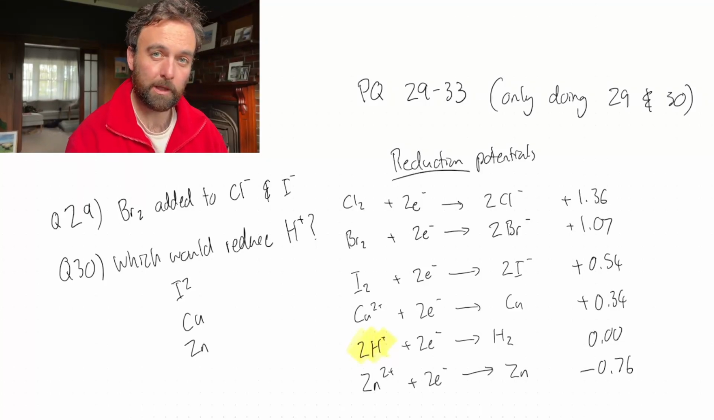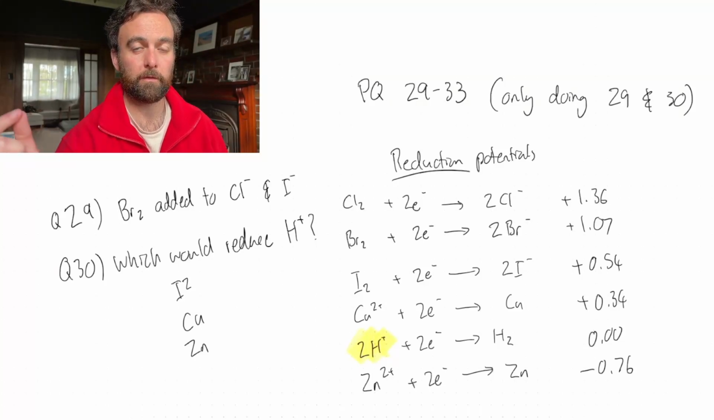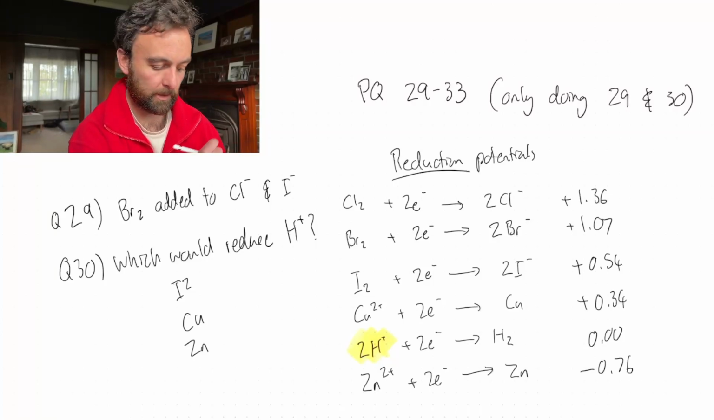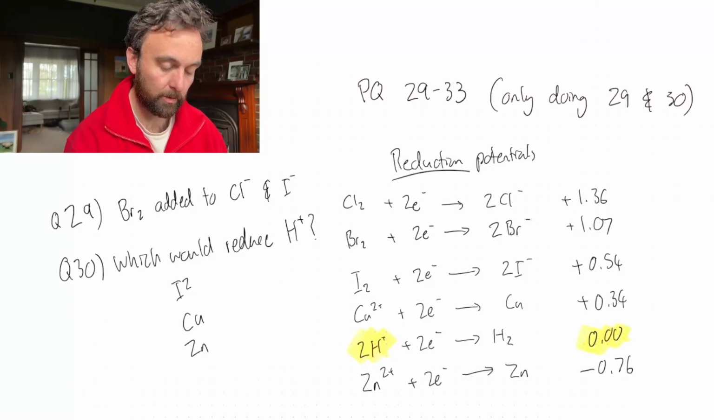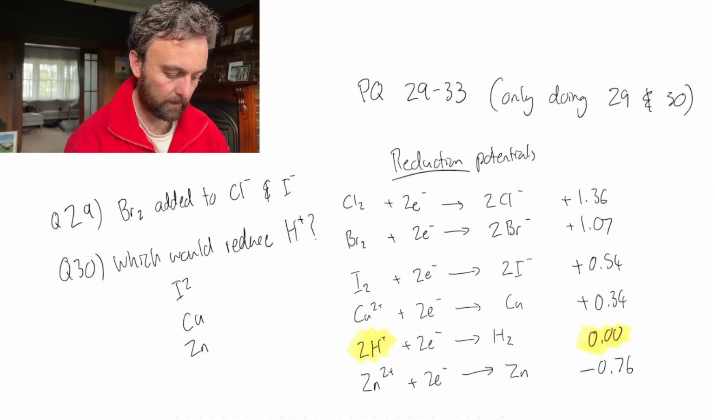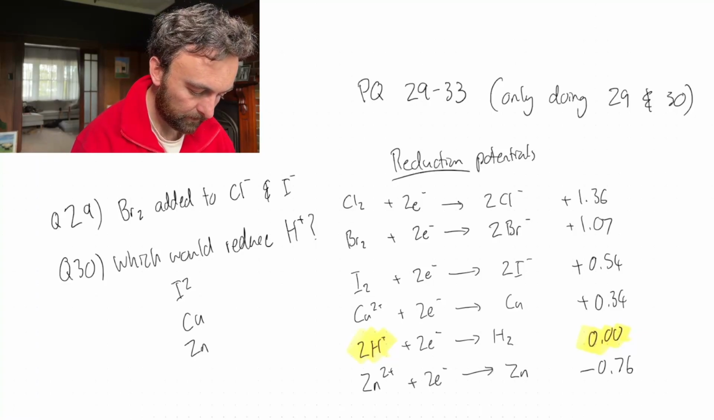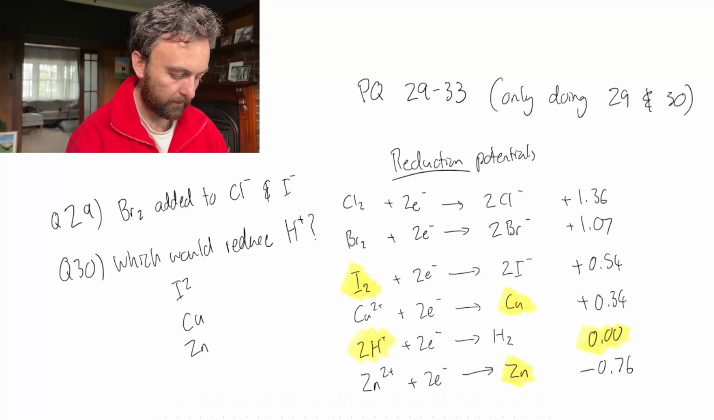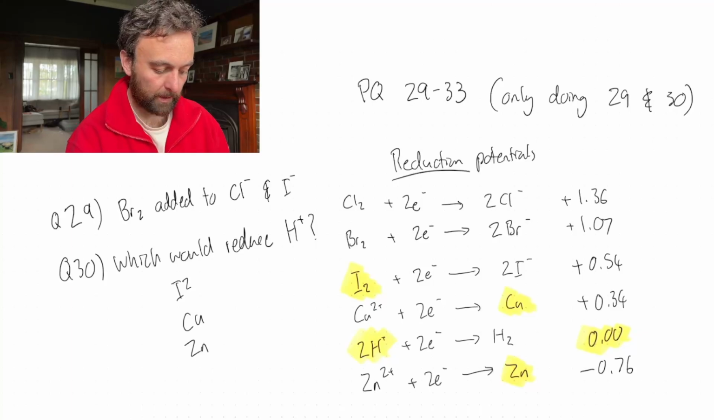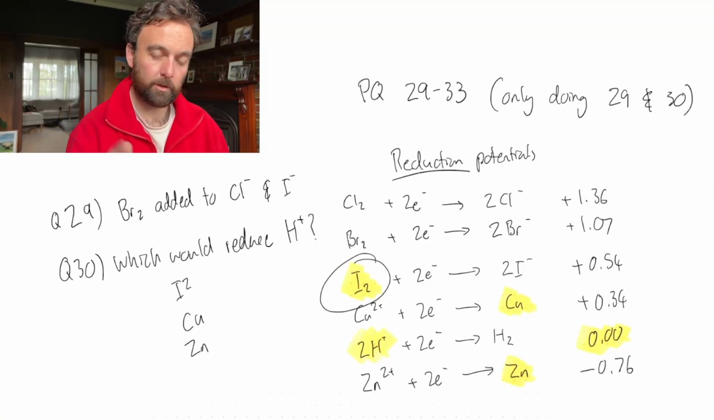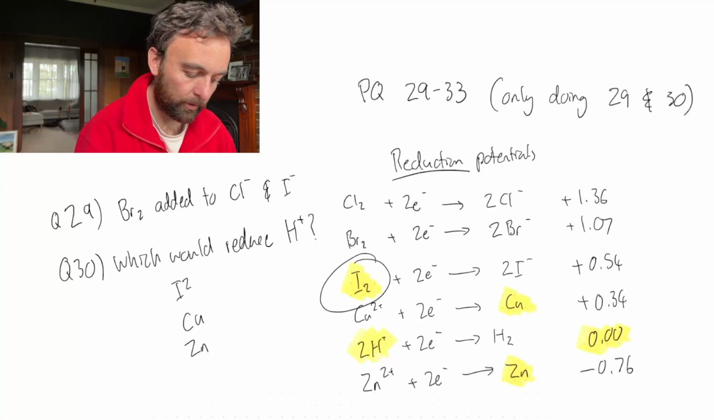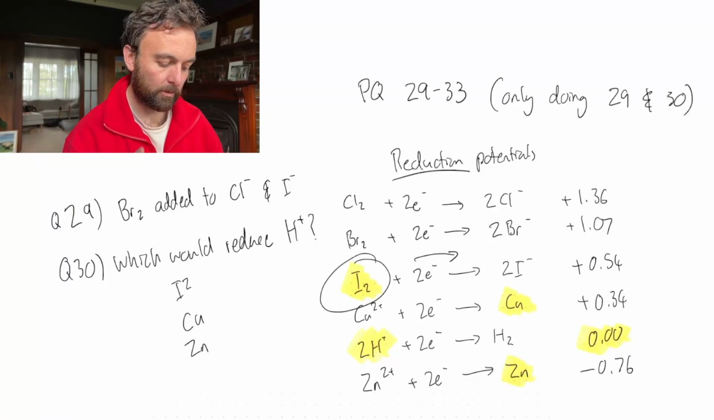So for H+ to be reduced, remember the more positive reduction potential will run as a reduction. So this number, which is 0, has to be more positive than whatever else it's with. So if we look at these, we've got I2, we've got Cu, and we've got Zn. So if we think about this, we've actually got I2. Now, because where it is, it actually can only be reduced, if you think about it. It's already in its oxidized form. It's already lost electrons. So the only thing it can do is actually gain electrons.